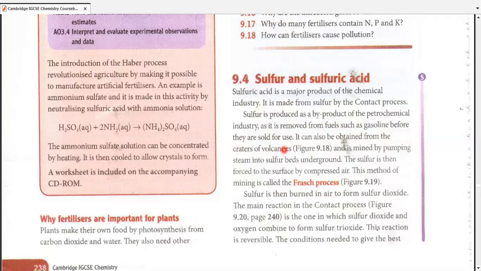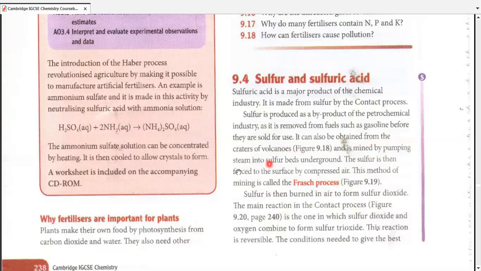So what they do is that they separate the sulfur out of the fuel before they sell the fuel to us. When you go to a refueling station and refuel your car or your bike, let me tell you, before that fuel is sold to you, whatever sulfur it contains is properly removed.